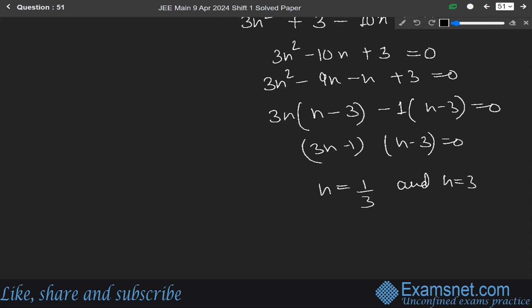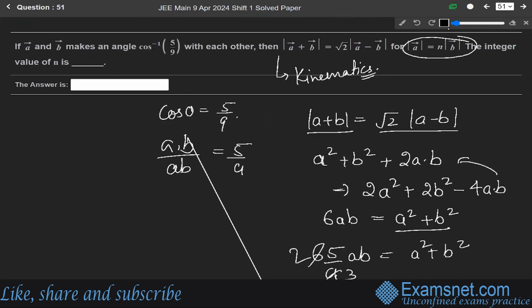Okay, so we have to take the integer value. So for this, n equals to 3 is the correct answer.